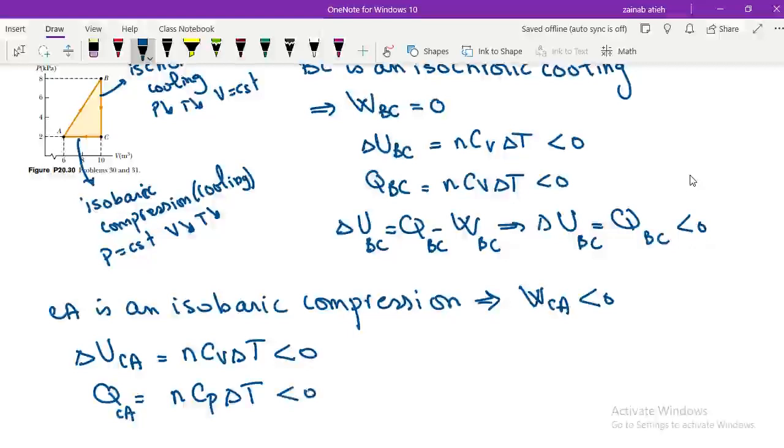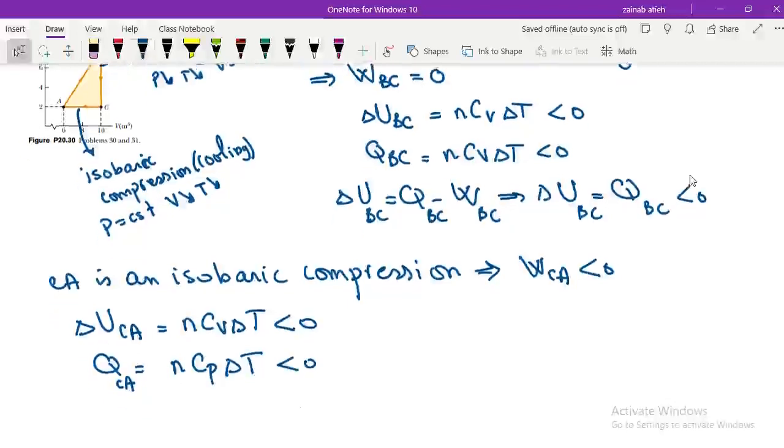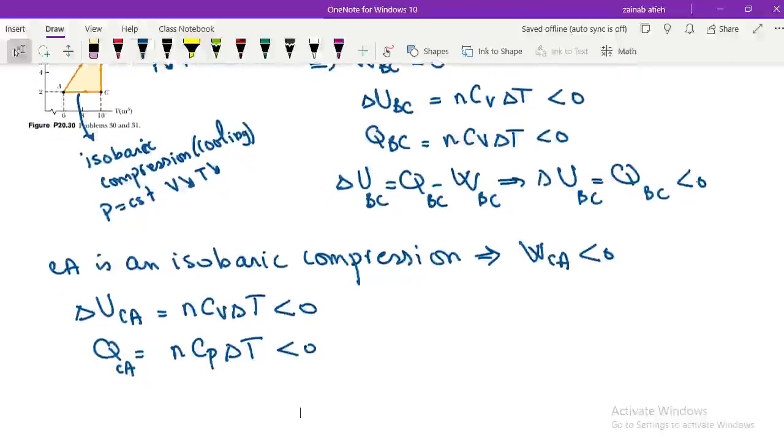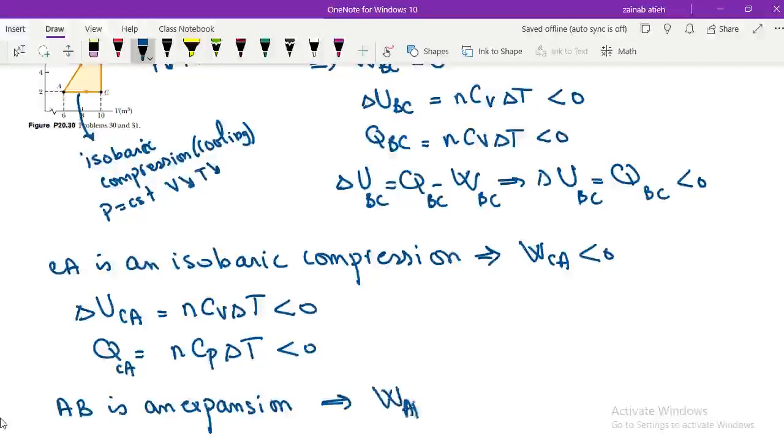Okay, so this is for CA. Now let's go back to the third process, which is CA. So AB, it has no name, it's just an expansion. How do I know it's an expansion? I'm going from small values of V to large values of V. Expansion. So in this expansion, the work W_AB is equal to the integral of P dV, so V is increasing, so the integral must be positive. Okay, it's equal to the area under the curve, which is positive.